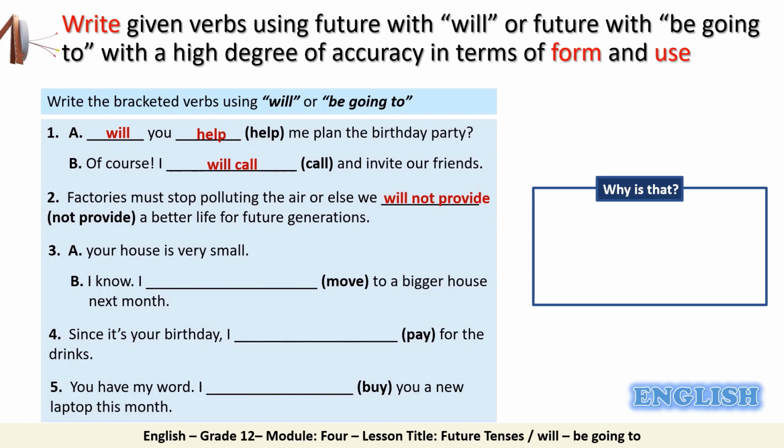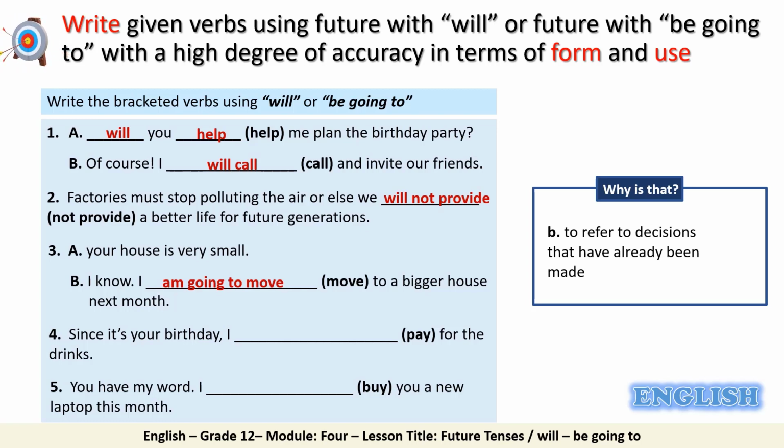After that, sentence 3. Can you tell me what future form we should use? Very good. I'm going to move. Can you tell me why we use the future with be going to and not the future with will here? Excellent, because speaker B has already taken the decision of moving to a bigger house before this conversation.